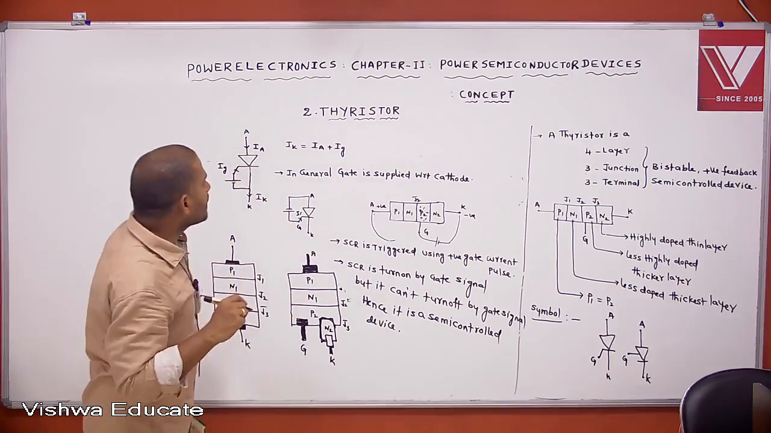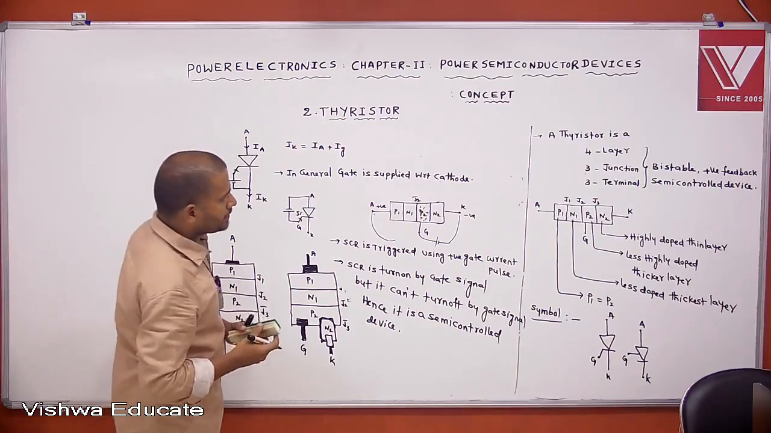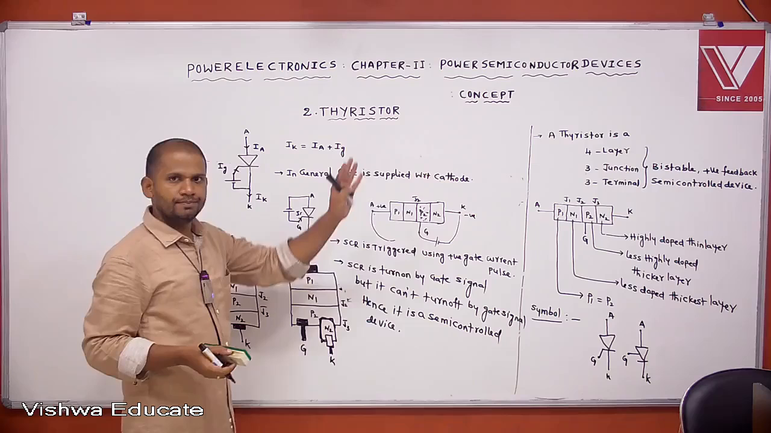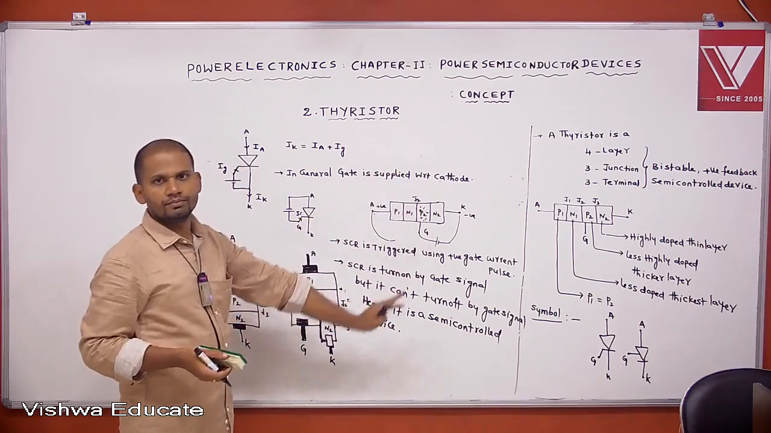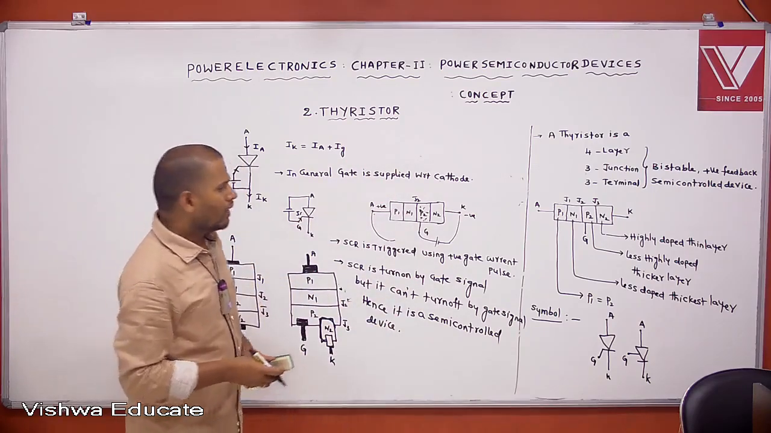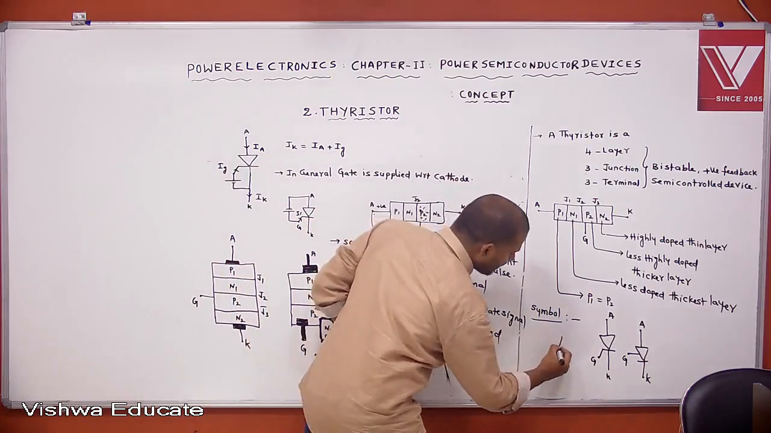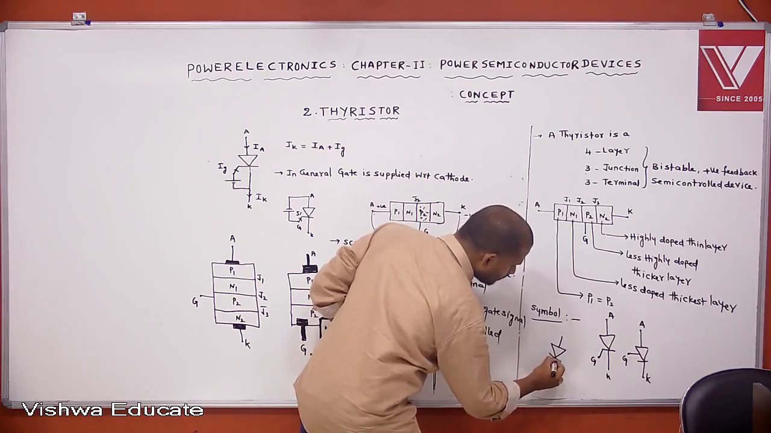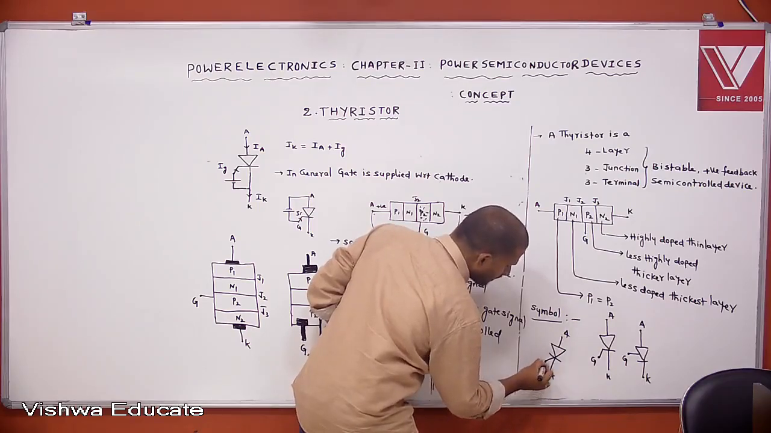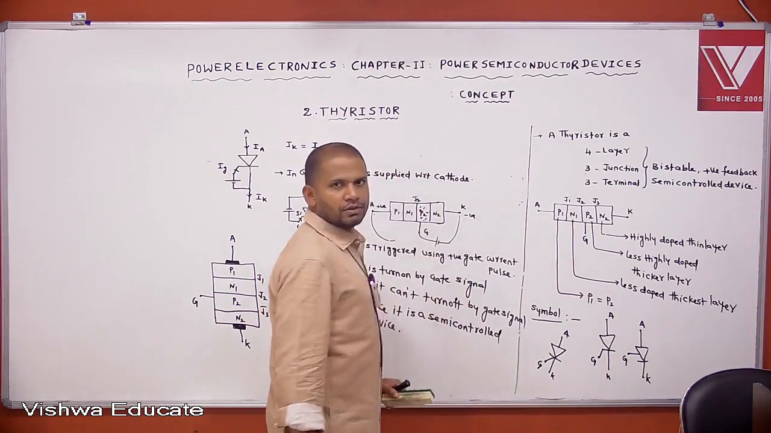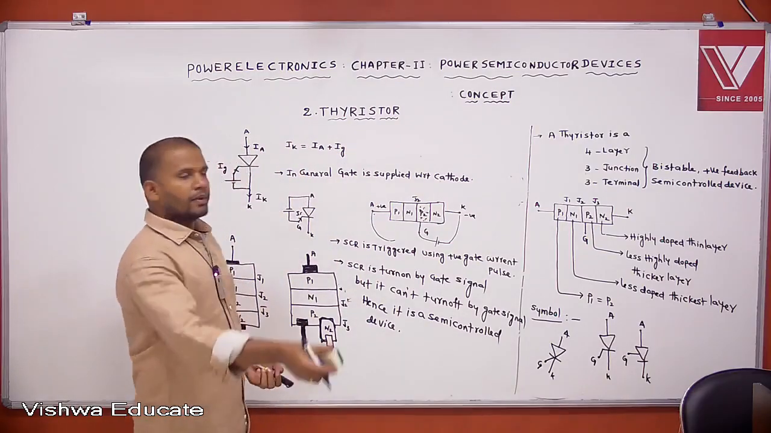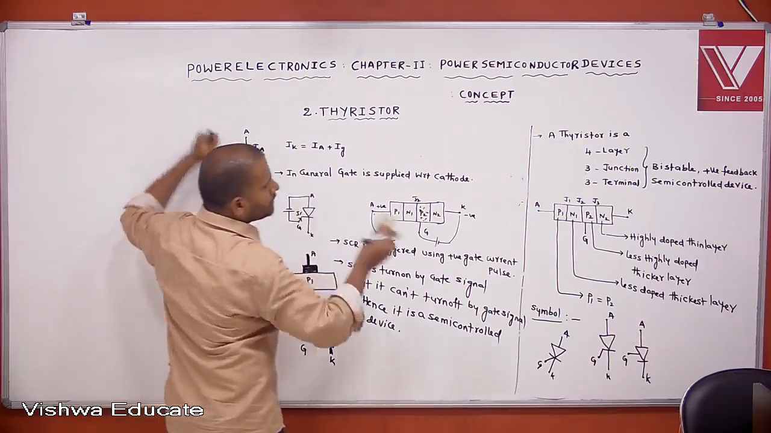Okay. Now with this knowledge, we go for another concept. We also give the representation like this, and this is also correct. This is anode, this is cathode, this is gate. So represent like this also. Clear? Okay, see the next concept.